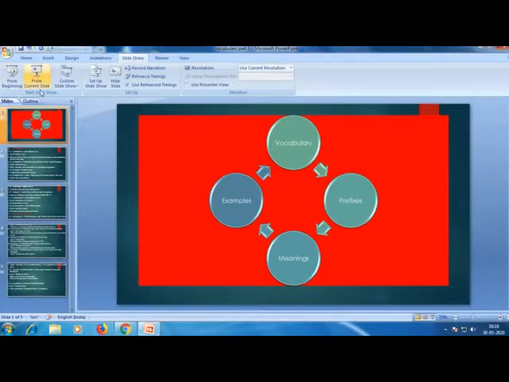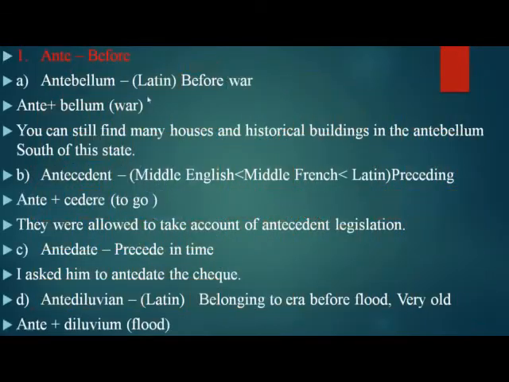So let's begin now. So here, as you can see, I've taken the prefix ante, which means before, and the first word here is antebellum, which has Latin origin, and this word means before war. Ante is before and bellum is war, so that is how it is before war.